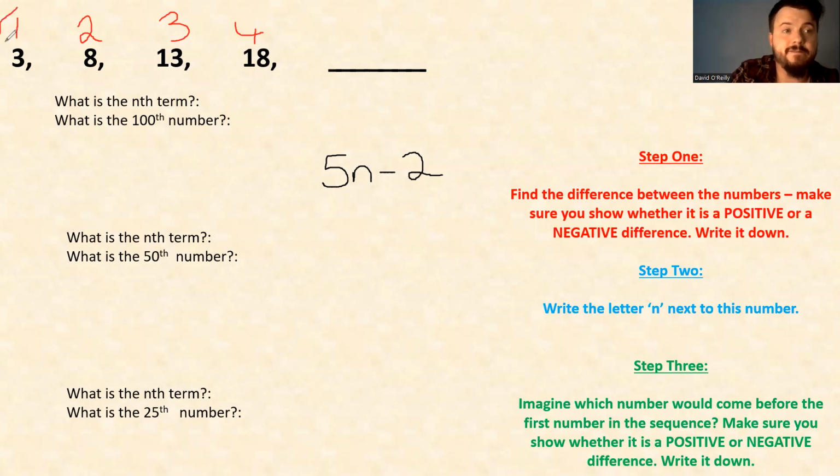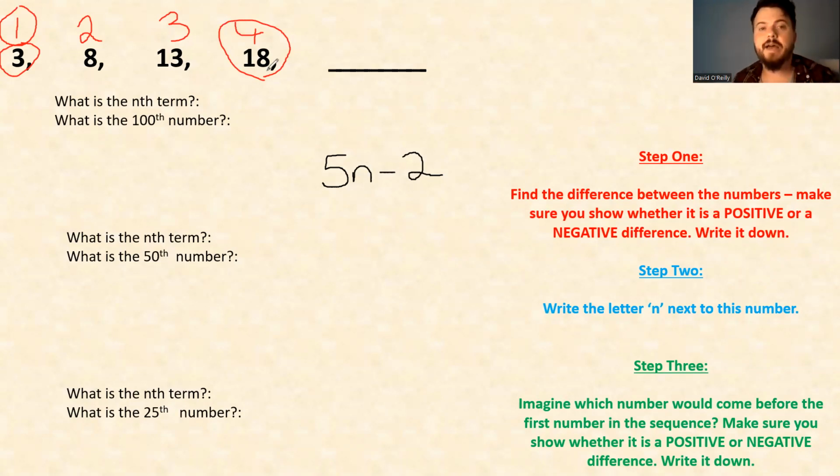So can you see that this is the first number in the sequence, right? If we replace n with 1, it would be 5 times 1, which is 5, minus 2, which is 3, and we get the right answer. Let's look at the fourth number in the sequence. If we replace n with 4, we get 5 times 4, which is 20. 20 minus 2 is 18.